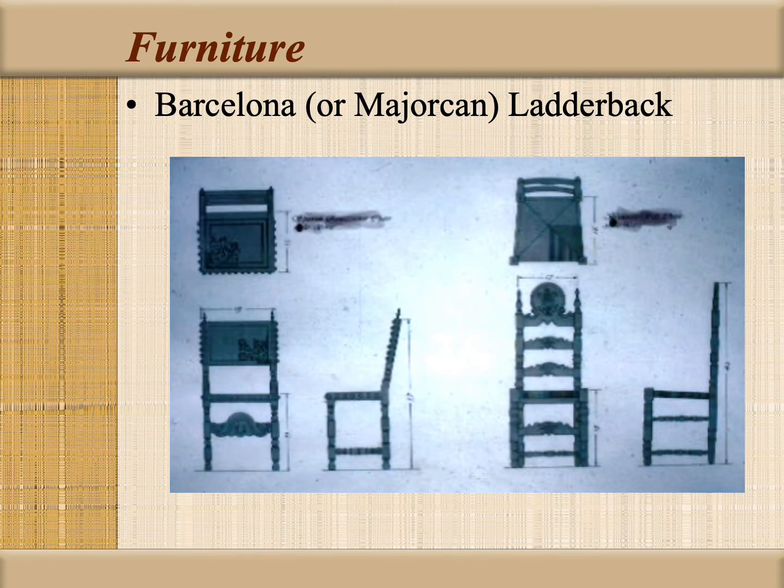So here you can see a Barcelona or Majorcan ladder back chair. You can tell it would have had that really pronounced top rail, but it gets its name from the look of it, right? You've got the rungs of a ladder, the sides of it. It's a very straight up and down chair. Like we looked at in the later France styles, the splayed Clismos legs are not involved here at all.